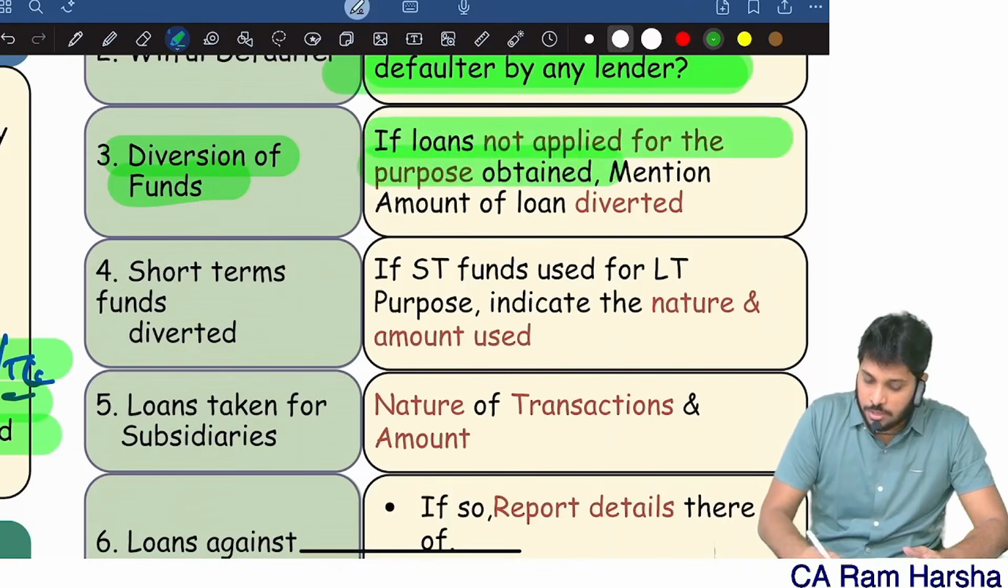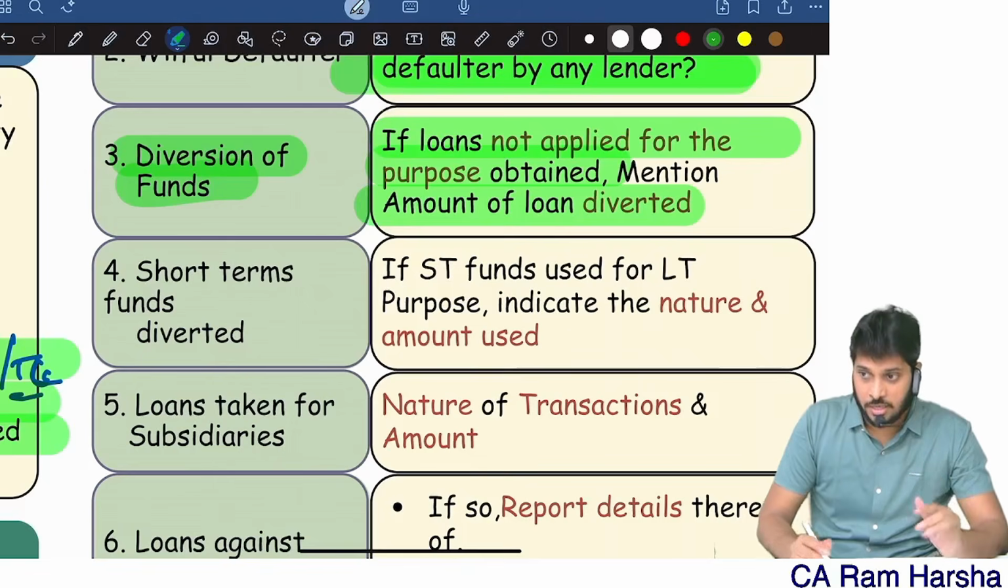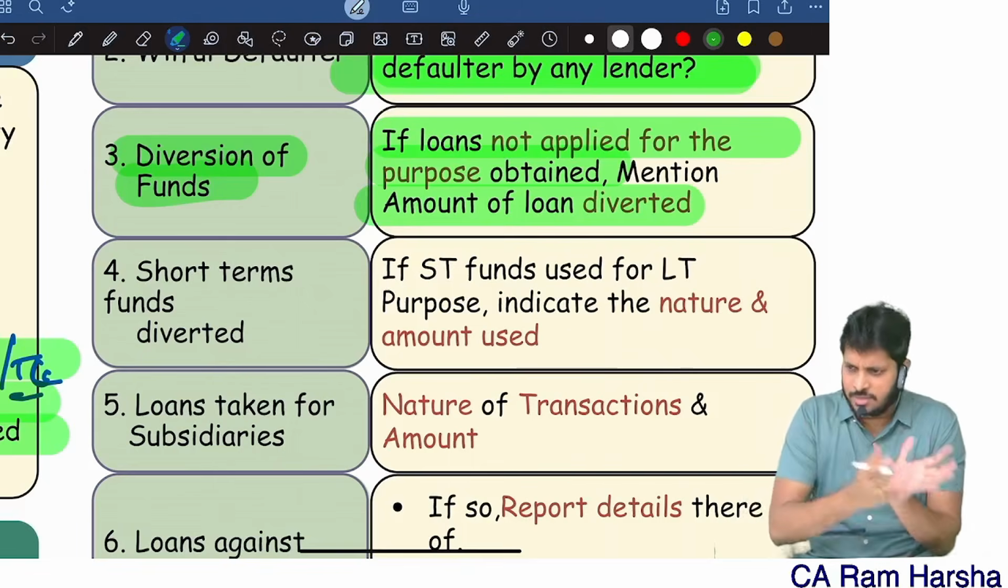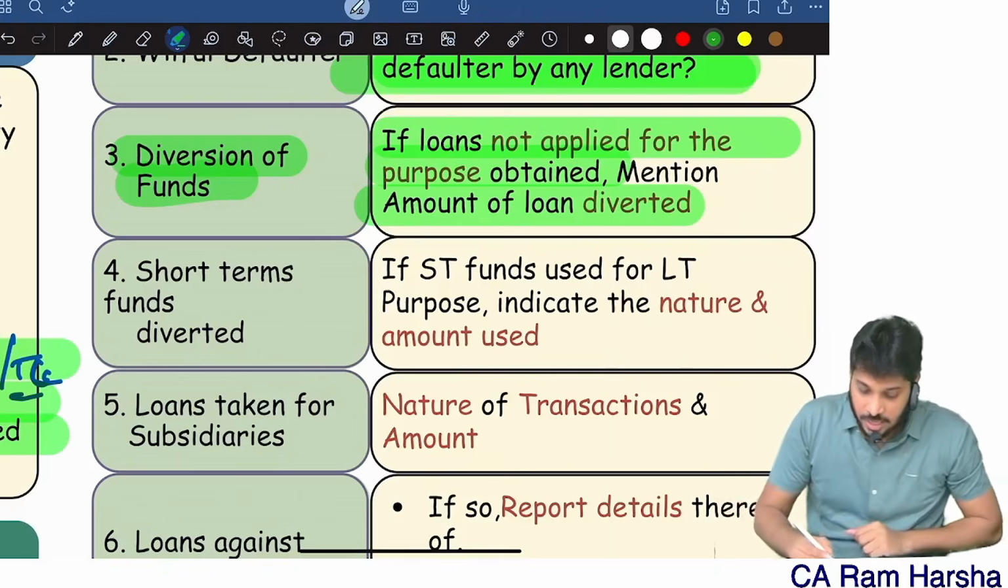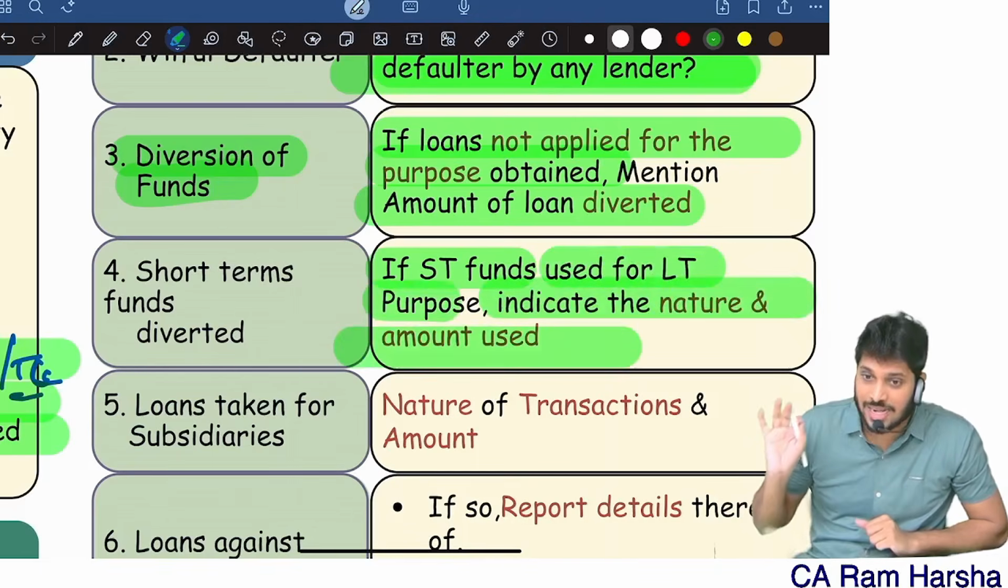Next, diversion. If loans are not applied for the purpose for which they were obtained, mention the amount of loan diverted. If the company borrowed some loans for some project purpose and diverted it, nothing but used it for some other purpose, mention that. If short-term loans were used for long-term purposes, how much amount is used, mention that.